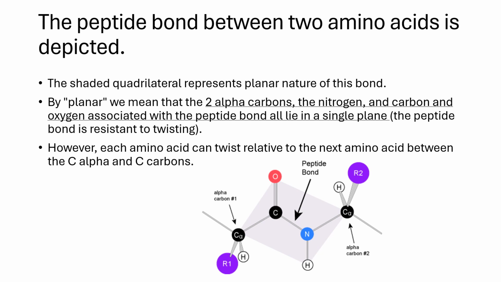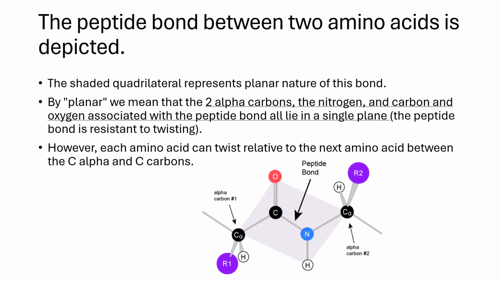So that itself means the two alpha carbons, right? The nitrogen and the carbon oxygen. All right, so they are all in a single plane, that is the planar. So this is alpha carbon 1, alpha carbon 2, that is the peptide bond, a carbon, that's a carbon. We have nitrogen, we have oxygen, right? So this is all planar.